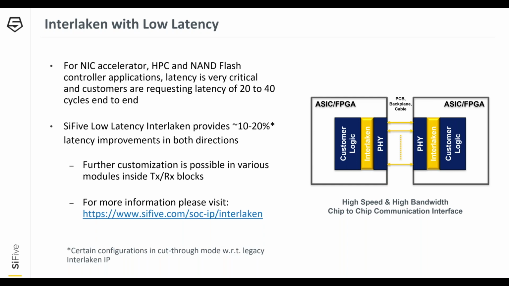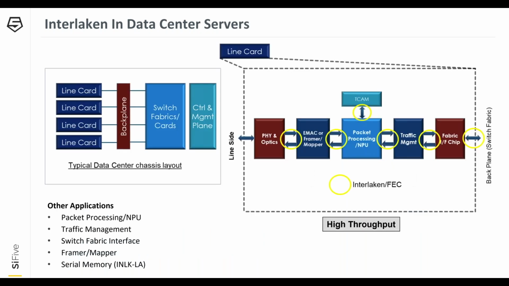In fact, some of our customers are asking for end-to-end latency in the range of 20 to 40 cycles between the two chips. This is very much possible depending upon the customer configurations for connectivity. If you need more information, please take a look at the product brief on our Interlaken webpage. Now we want to take some real-life examples.